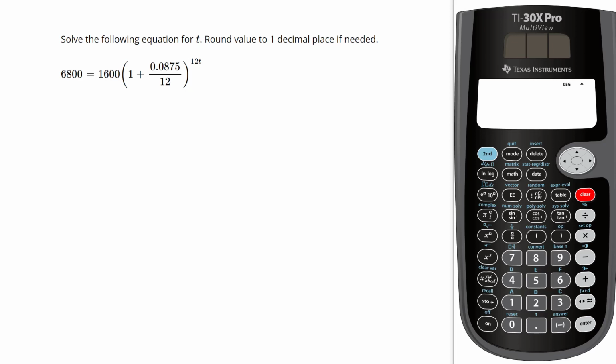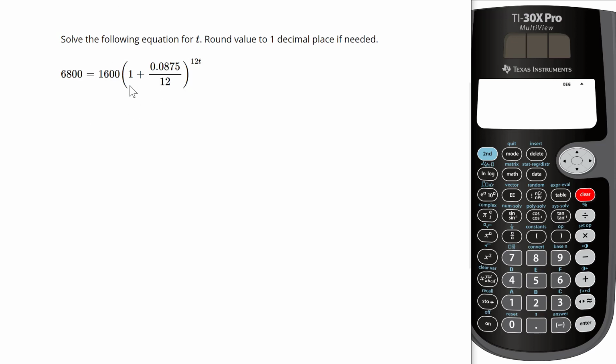In this video, we're going to prepare for finance by solving the following equation for t, where t happens to be up in an exponent. And then we're going to round the value to one decimal place if needed. Now, different instructors will teach you how to do this in a different way.